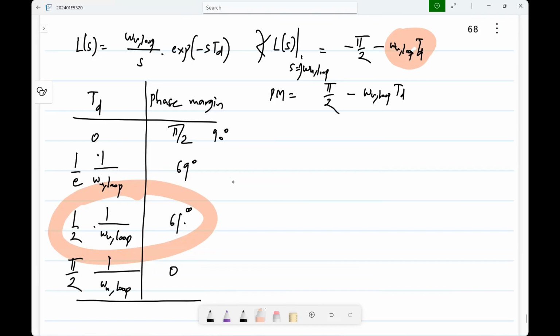So you can also calculate how much delay it is for, let's say, 30 degrees phase margin and so on. You can obviously tolerate more delay, but you can't go too much more than that. The calculation is a little more messy, but you can get that.